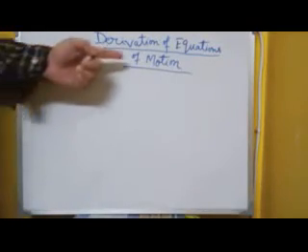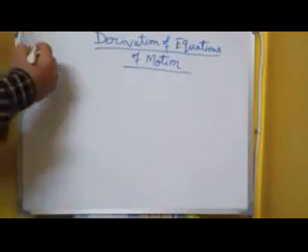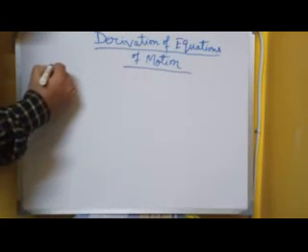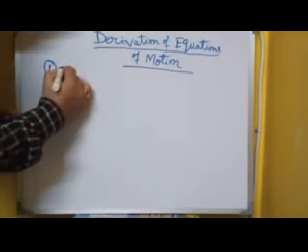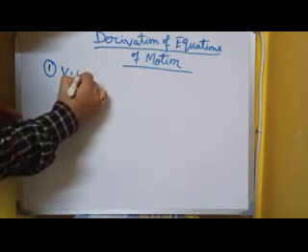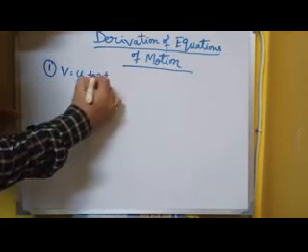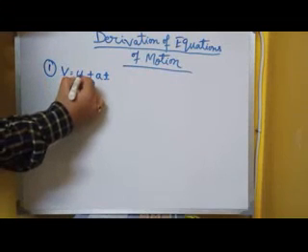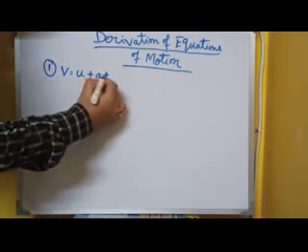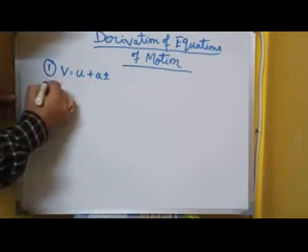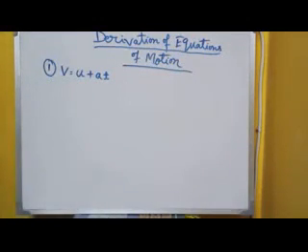In today's video, I will show you the derivation of the equations of motion. In the previous class, we already discussed the equation V is equal to U plus AT. V is the final velocity, U is the initial velocity, A is the acceleration, T is the time. And how can we prove it?